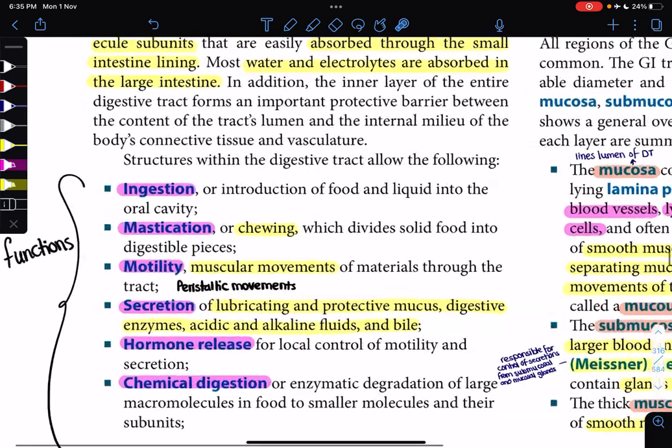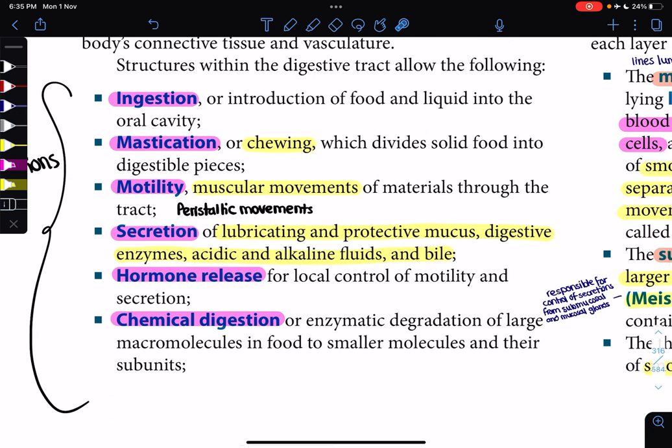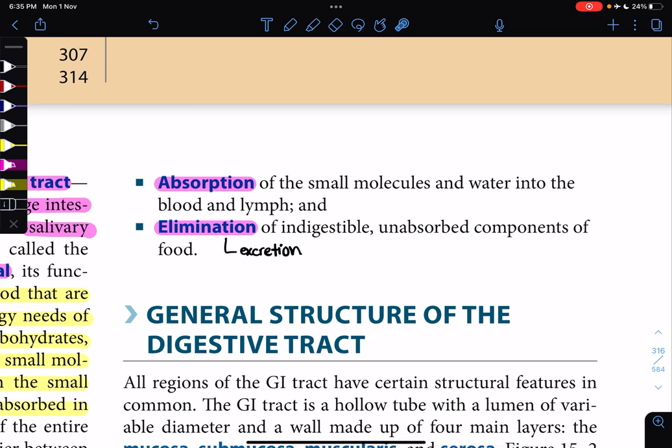Along with those functions, عندنا كمان ingestion, اللي هي the introduction of food and liquid into the oral cavity, mastication, which is chewing, and it's the action of dividing solid food into digestible pieces, motility, اللي هم the muscular movements, the peristaltic movements, and their movements of materials through the tract, secretion of lubricating and protective mucus, digestive enzymes and acidic and alkaline fluids, and bile, a hormone release for local control of motility and secretion, and كمان chemical digestion or enzymatic degradation of large macromolecules in food to smaller molecules and their subunits, and كمان absorption of the small molecules in water into the blood and lymph, and finally elimination, اللي هو excretion of indigestible unabsorbed components of food.